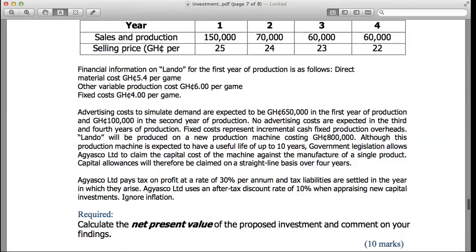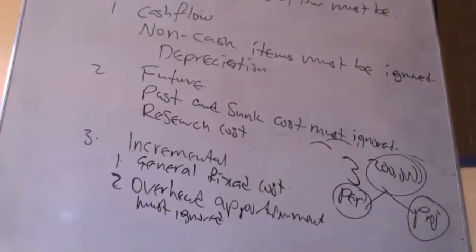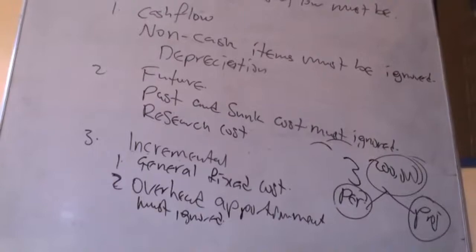Now, fixed cost is 4 cedi per game. In fact, before you can bring fixed cost into your NPV calculation, let's do this. Fixed cost, we said that general fixed cost must be ignored. The only fixed cost that we want is what?